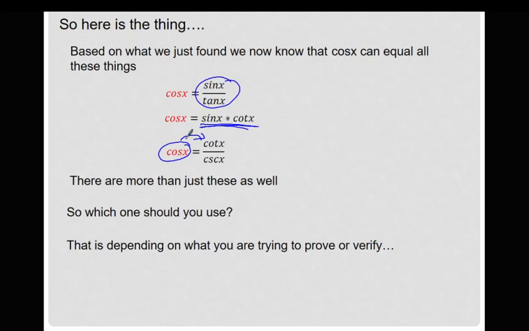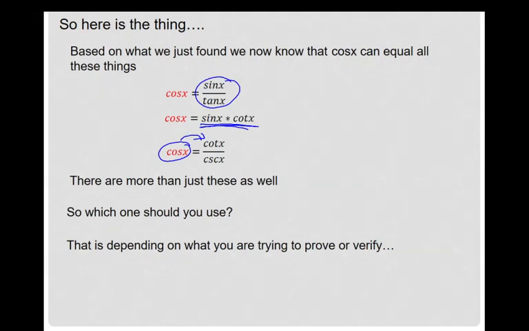Sometimes you do have to make something look a little more complicated to simplify it. And I know that sounds strange, but you'll see what I mean when we start getting into these identities and verifying them. Okay? All right.